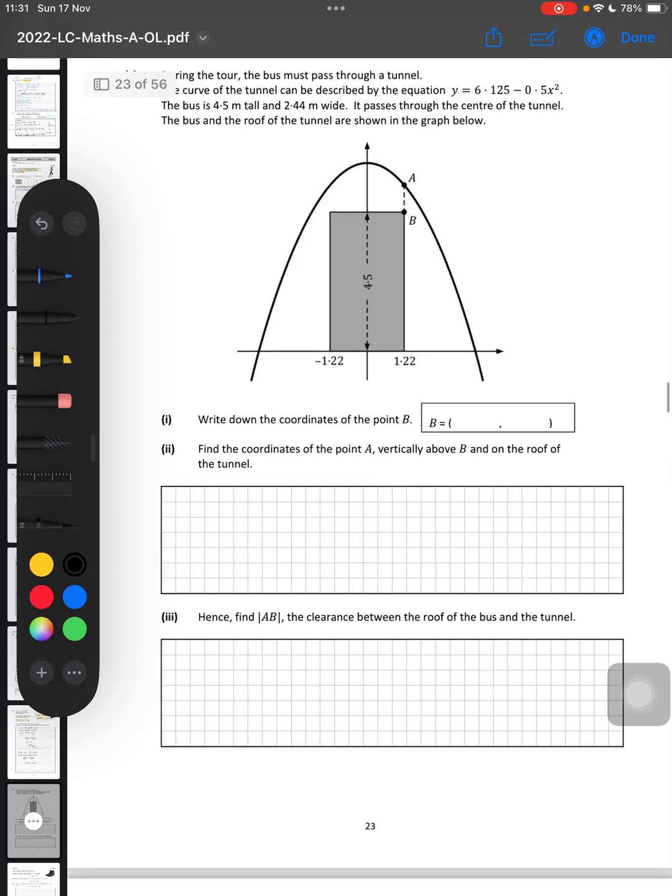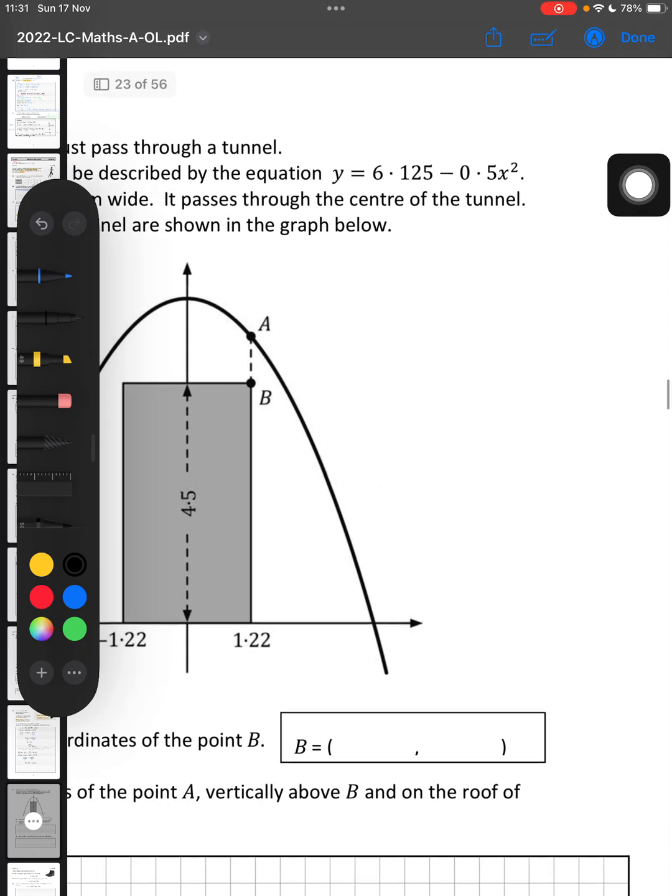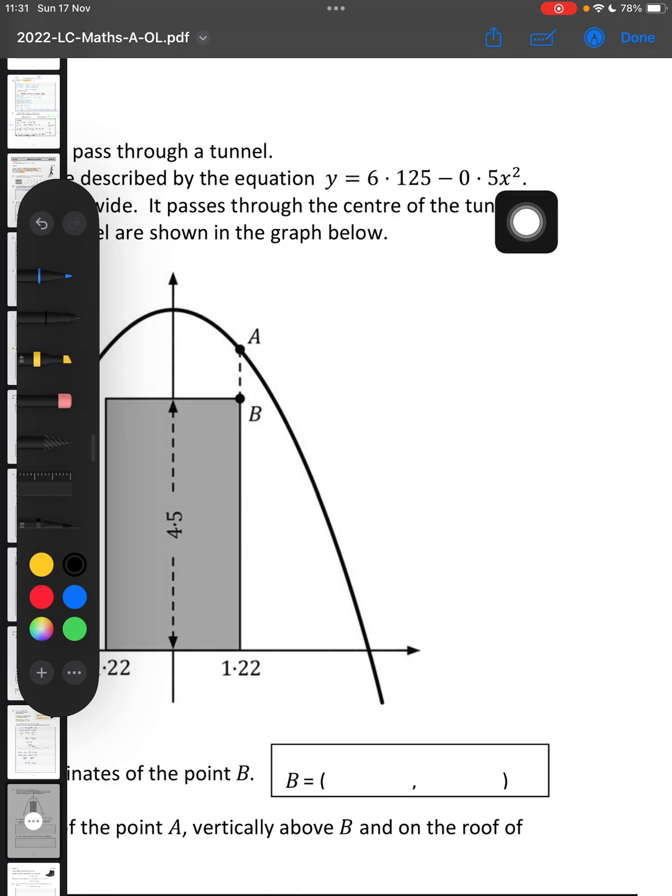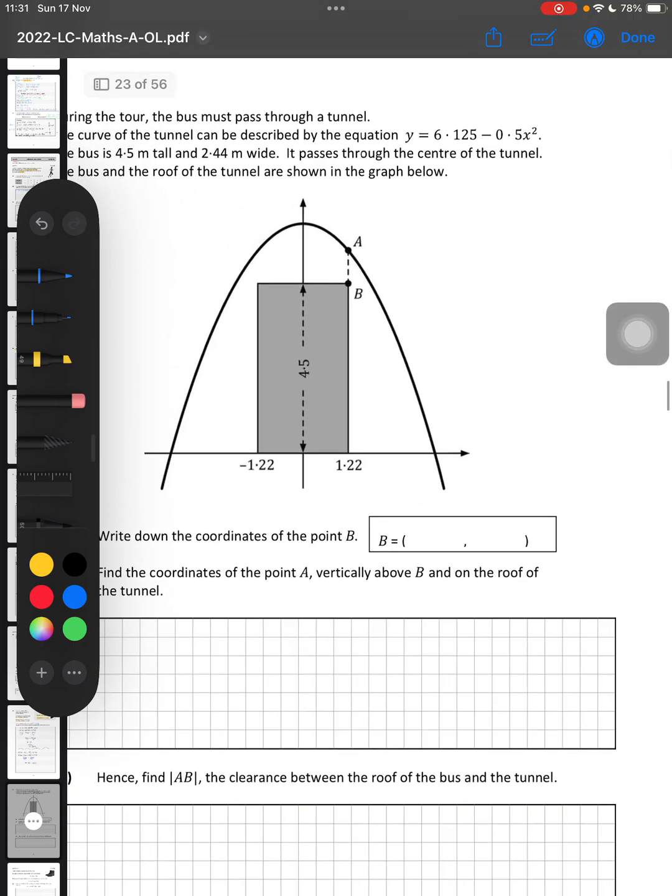Question C says, during the tour, the bus must pass through a tunnel. The curve of the tunnel can be described using this equation here. So what type of quadratic is this? It's a negative leading coefficient. Remember we know the shape of a quadratic because of the sign in front of the x squared. So it's a minus here, it's a negative. So that means that it is a sad face quadratic because of that negative in front. So I have a negative quadratic to show me the shape of a tunnel. And there it is here.